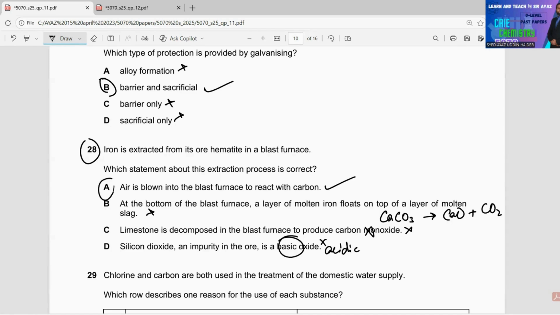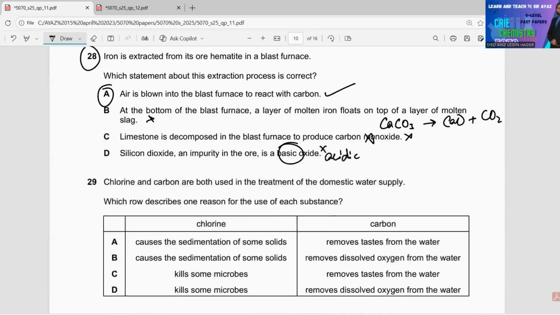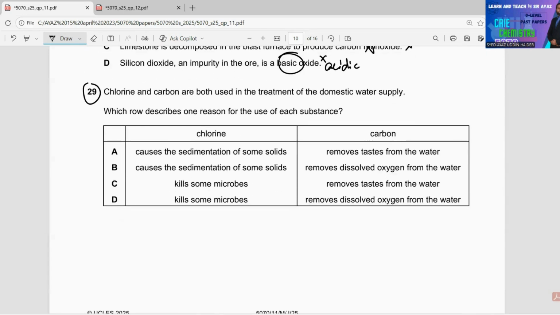So only choice A is the right response here. 29. Chlorine and carbon are both used in the treatment of the domestic water supply. Which row describes one reason for the use of each substance? Chlorine. We know that chlorine is used to kill some microbes. It's not used to cause the sedimentation of some solid. So A and B both are incorrect. Either C is correct or D is correct.